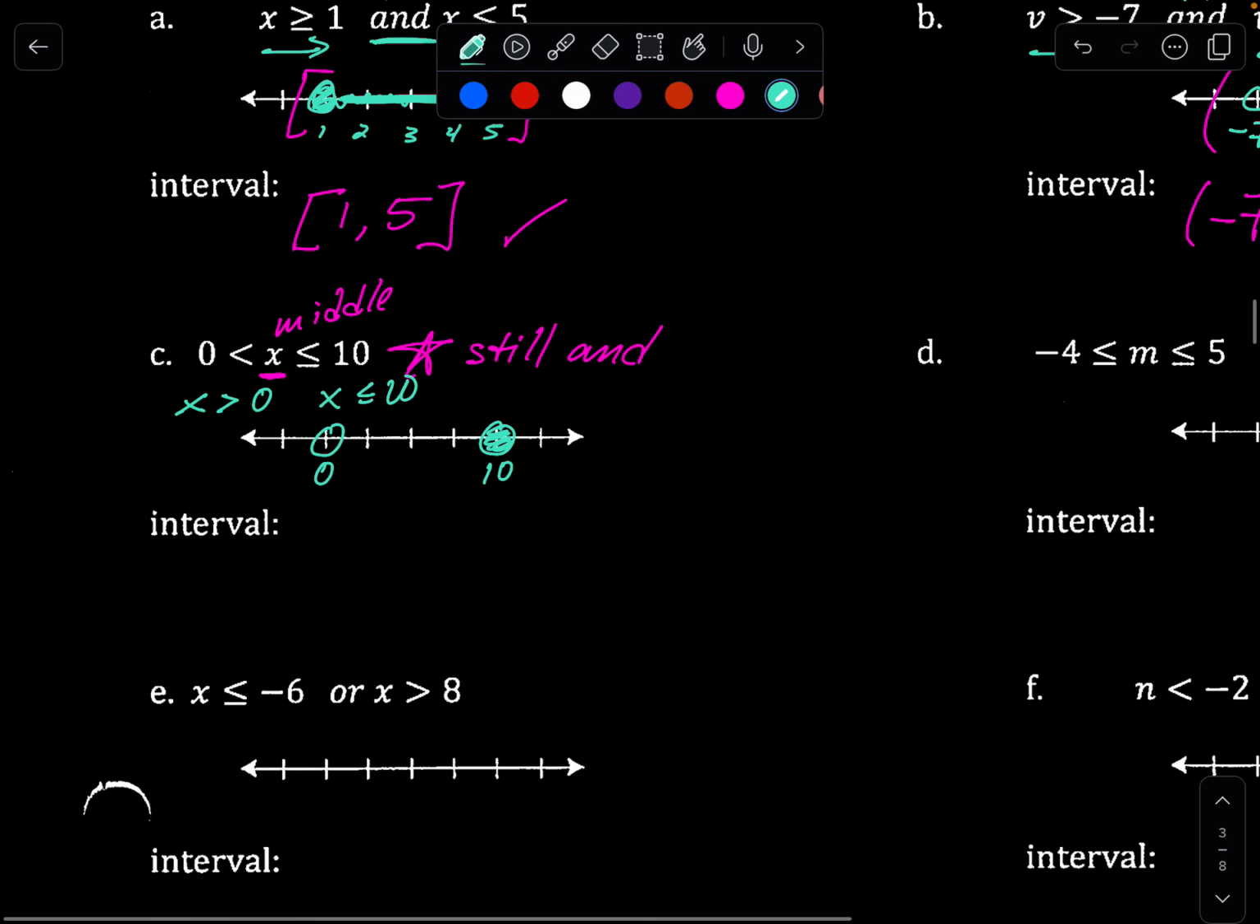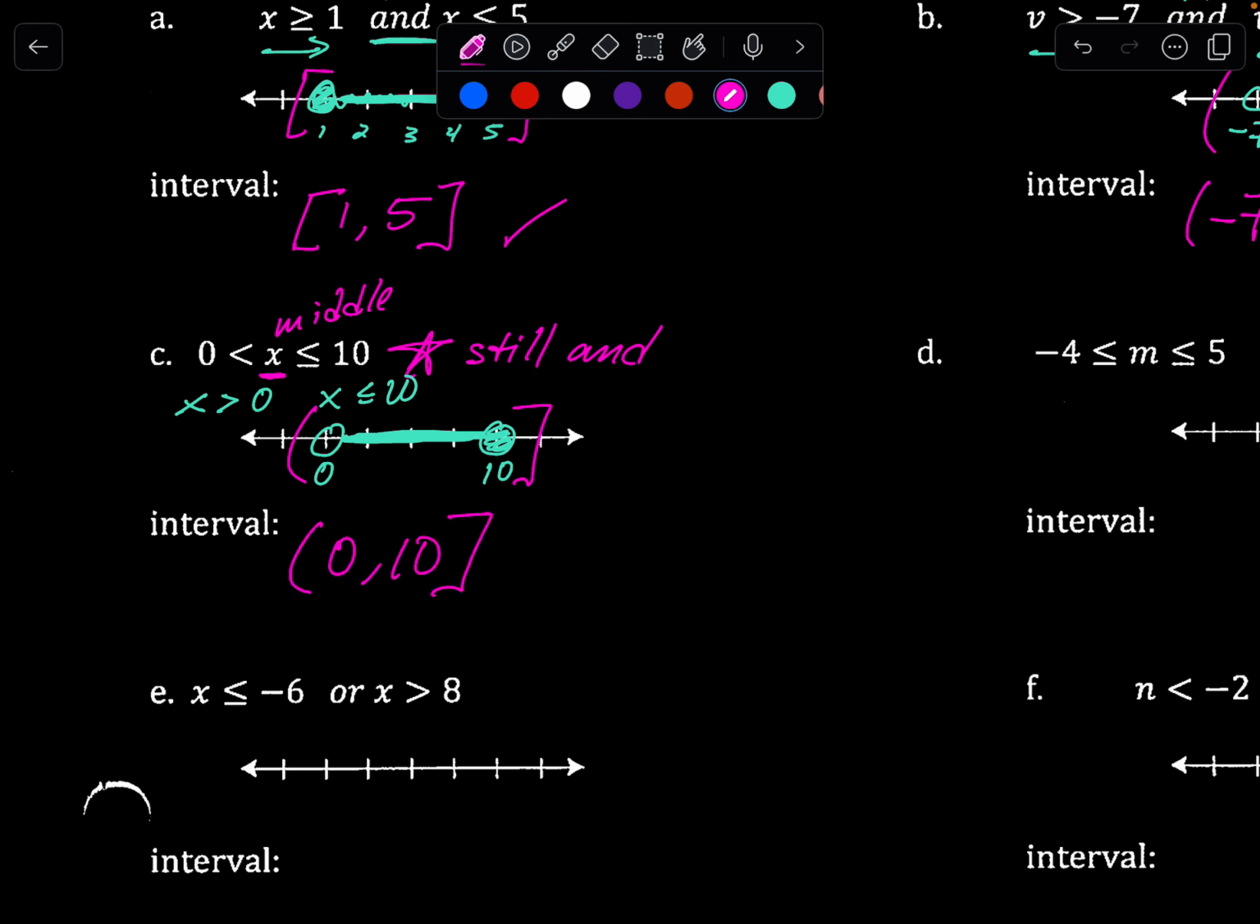and if I rewrite it like this, you're going to see that the 0 is pointing right, 10 is pointing left. They're going in towards each other, and that's exactly what we're looking for. Shade in middle. Okay, and for our interval, we're going to have a parenthesis on the 0, a bracket on the 10. 0, comma, 10. And that's all you got to do.